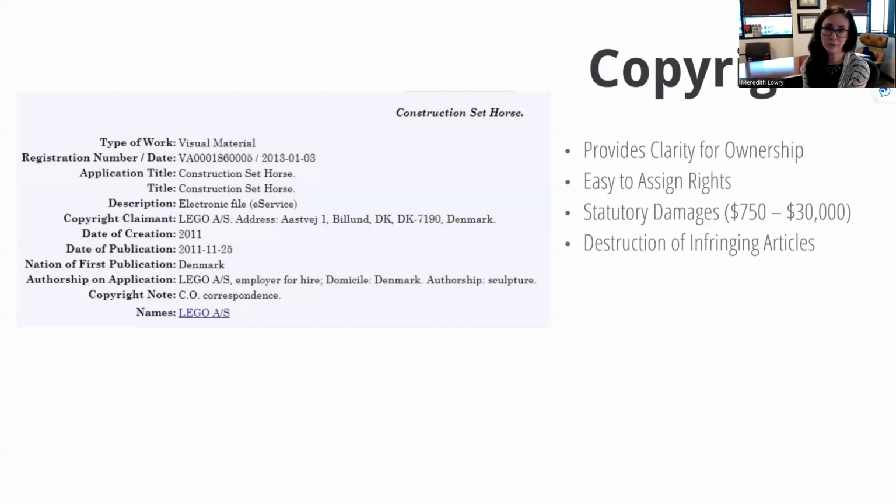So this is when copyrights then blur back into design patents. A lot of people, like businesses that have forms, want to protect those forms.